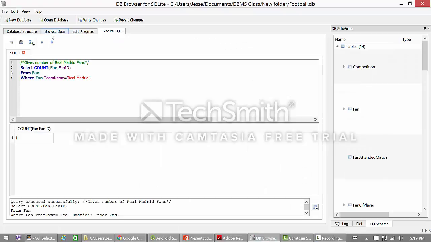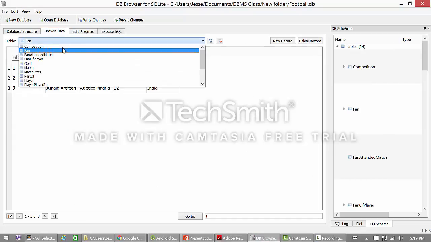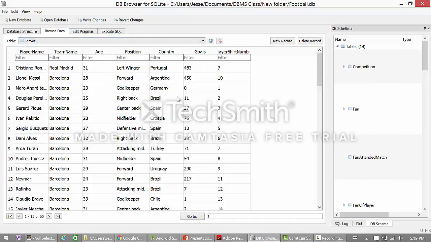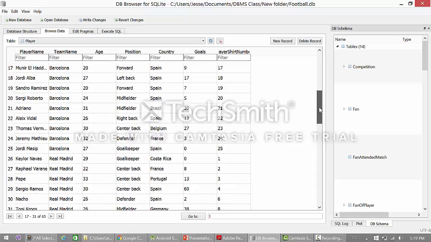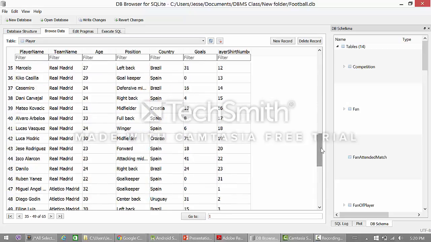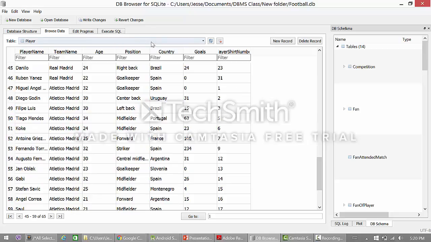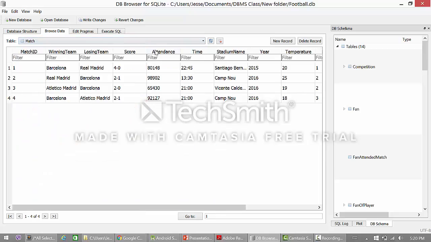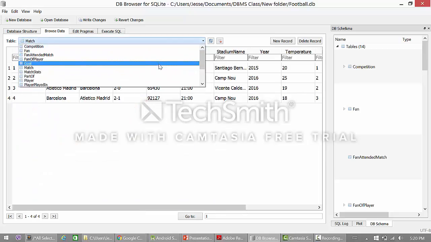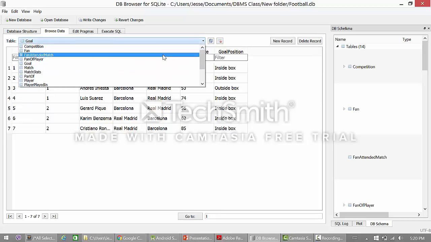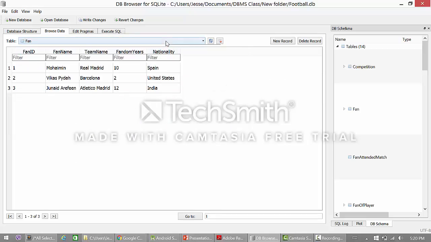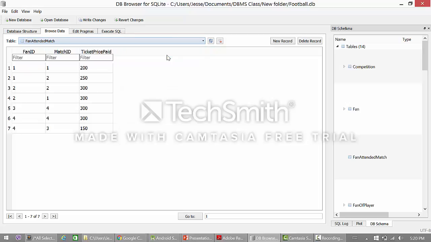Before doing that, let's look at some of the sample data that we have over here. We have information about a large number of players, mostly from the Spanish league. We have information about matches, we have information about goals, we have some sample information about fans as well. So we have only 3 fans over here, and fan attended matches in which the 3 fans attended multiple matches. Now let us run through some queries.